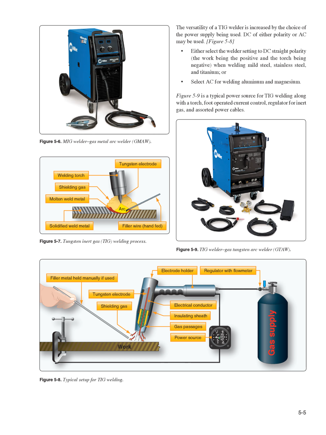The versatility of a TIG welder is increased by the choice of the power supply being used. DC of either polarity or AC may be used. Figure 5.8, either select the welder setting to DC straight polarity, the work being the positive and the torch being negative, when welding mild steel, stainless steel, and titanium, or select AC for welding aluminum and magnesium. Figure 5.9 is a typical power source for TIG welding along with a torch, foot-operated current control, regulator for inert gas, and assorted power cables.